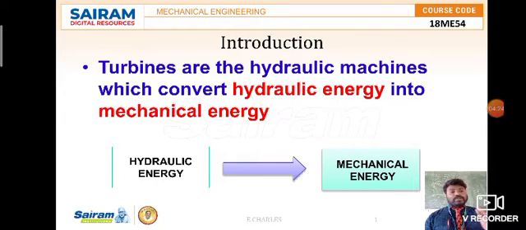In continuation, after getting this mechanical energy, we send that energy to rotate the electrical generator, where we get electrical energy. So the final thing is the conversion of hydraulic energy into mechanical energy, and then mechanical energy into electrical energy. This is the principle of hydraulic machines, and they are called hydraulic turbines.